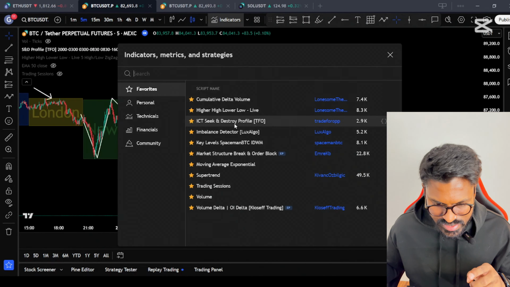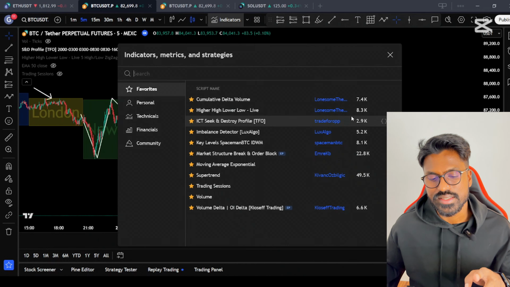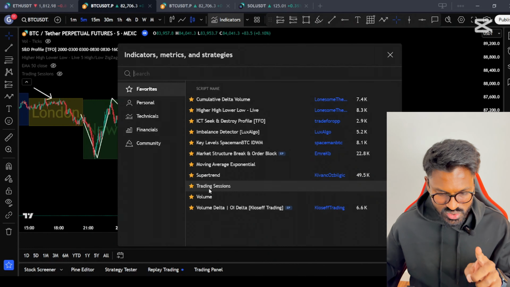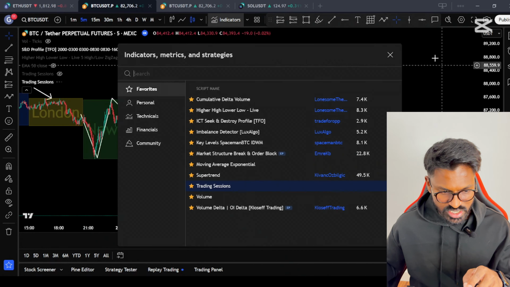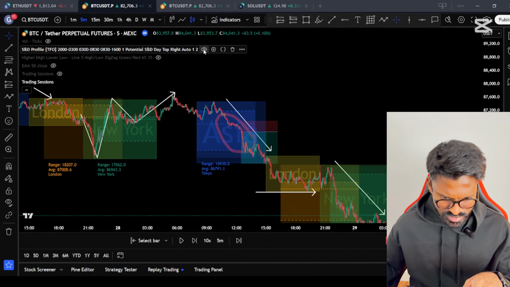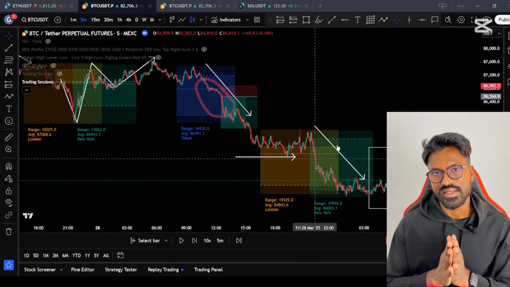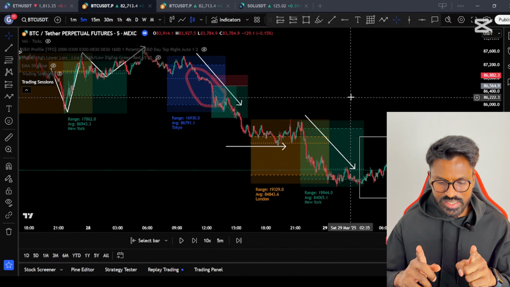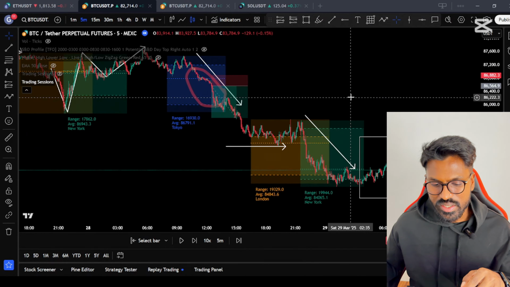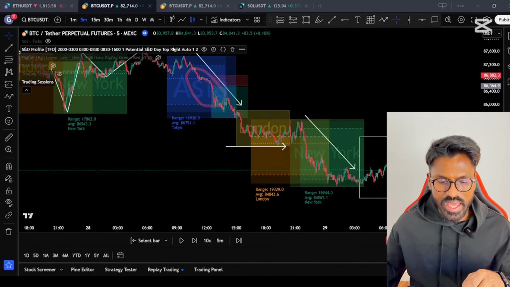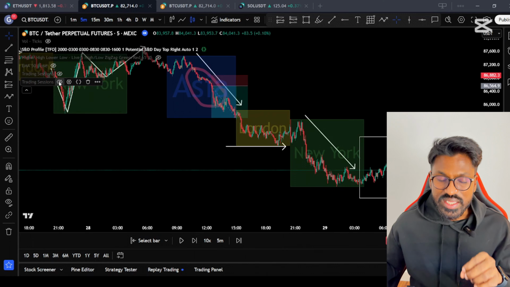It's the ICT Killzones and Pivots, TFO. But if you want to use another one, there is also another good one. So this is why I call it trading sessions. Let me just hide this. So this is the one. To be honest, it is exactly the same. The only reason I'm using this indicator is because I want to understand when trading sessions overlap, and also when they begin.